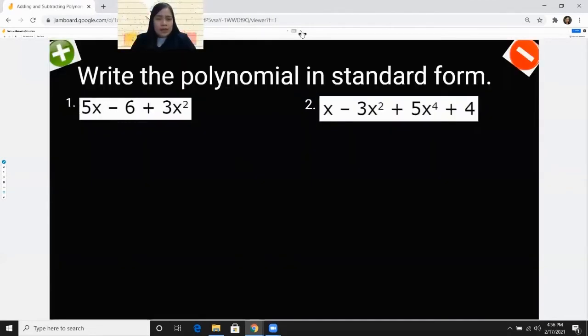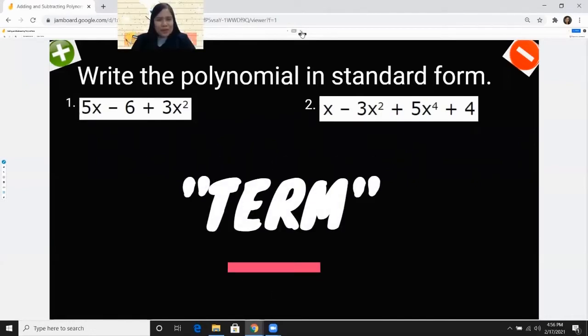Another concept you must be equipped with in adding and subtracting polynomials is knowing how to write the given terms or polynomials into standard form. I mentioned the word terms. What is a term? A term is represented by a numerical coefficient, or the numbers, and the variables. For example, 5x is a term. Remember that terms are separated by a plus sign or minus sign.